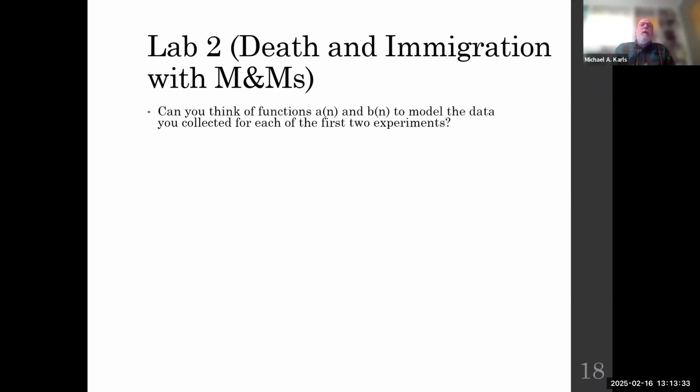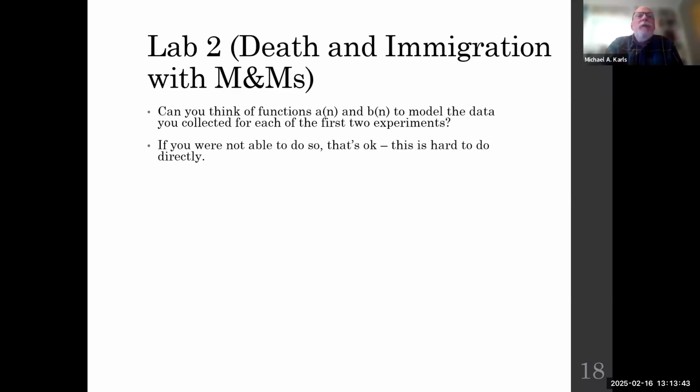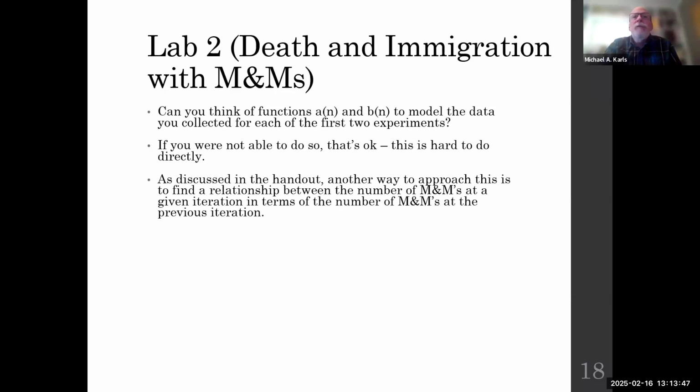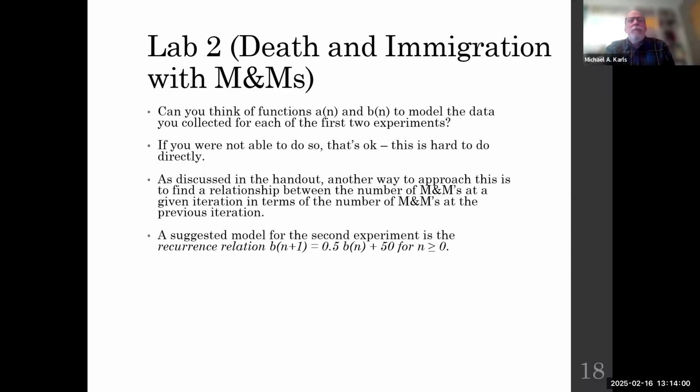So here are the things I wanted them to do. First of all, and this is based on the SIMIODE project, can you think of functions A of n and B of n to model the data you collected for each of the first two experiments? If you're not able to do so, that's okay. This is hard to do directly, so we talked about this in class. As discussed in the handout, another way to approach this is to find a relationship between the number of M&Ms at a given iteration in terms of the number of M&Ms at the previous iteration. So I was bringing in the idea of a recurrence relation.